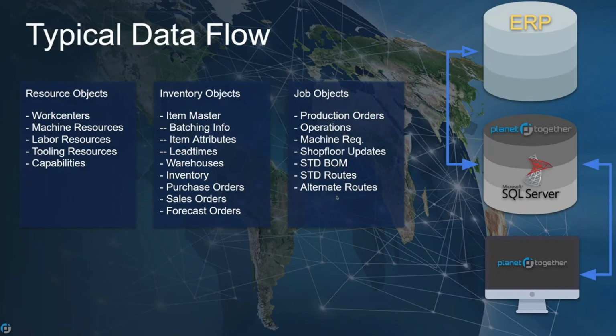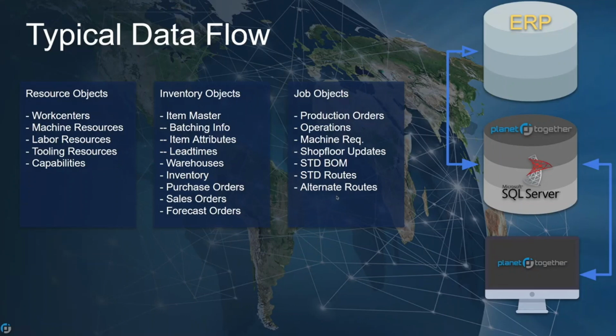And then really what ties the two of those together are your jobs, your routes, right? So what are your open production orders? What do your operations look like? What are the cycle times? What are the setups on those? And that sort of thing.